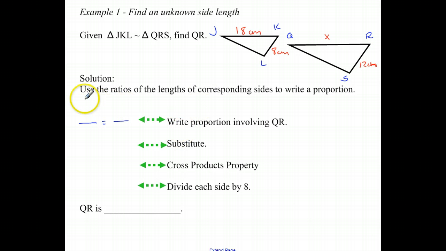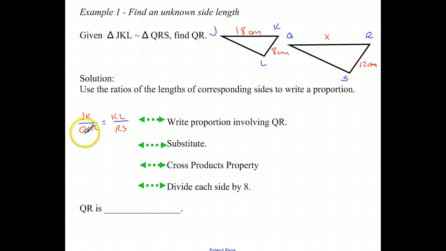Okay, so we're going to use the ratios of the lengths of corresponding sides to write a proportion. We're going to say that JK corresponds with QR and KL corresponds with RS. You should see that JK and QR sit in the same spot. It's helpful, obviously, that these two figures are facing the same direction. We're going to substitute in what we know about these things.